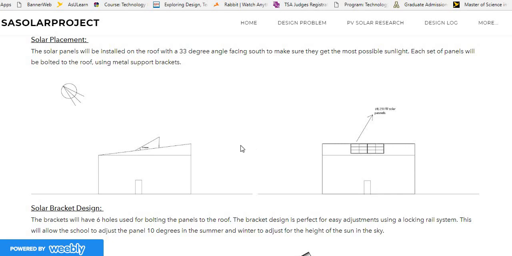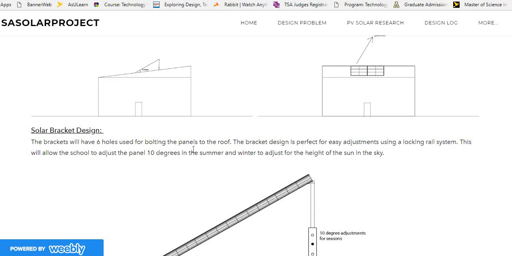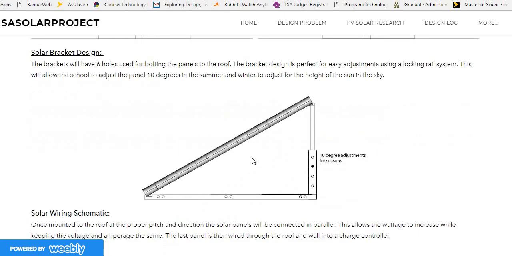After this, we have the solar bracket design. The brackets will have about 6 holes in them to bolt the panels to the roof. And over here on the right, there's an easy 10-degree adjustment for the different seasons. The height of the sun is different for each season. So in the summer, it needs to be about 10 to 15 degrees different than in the winter.